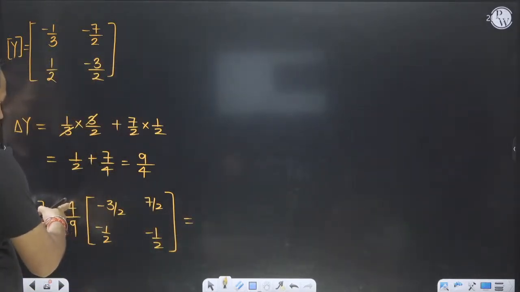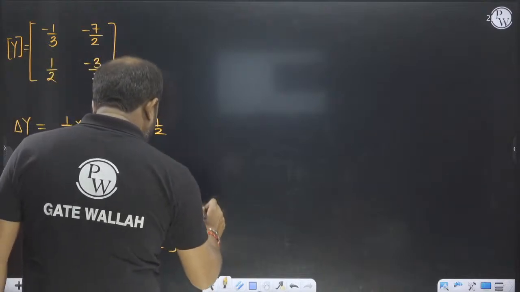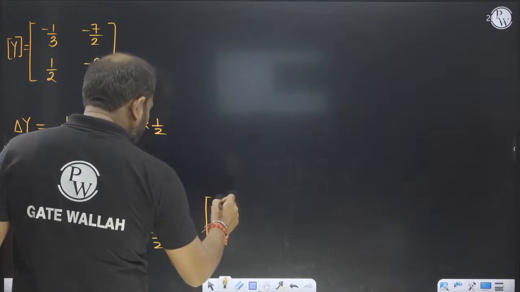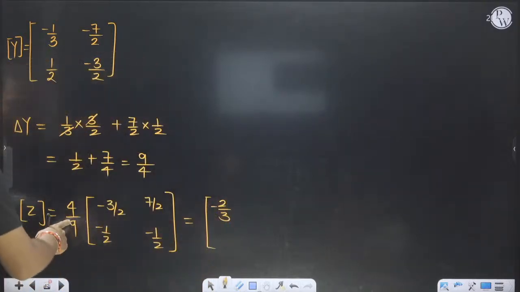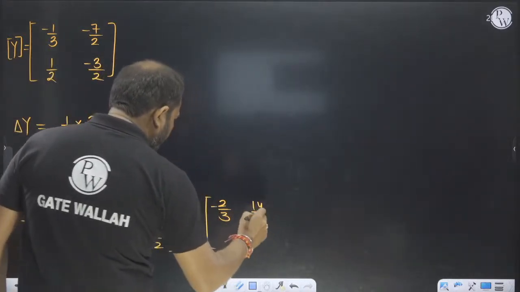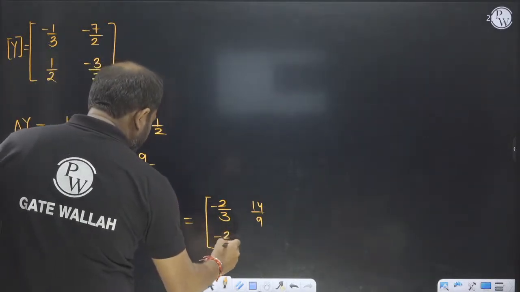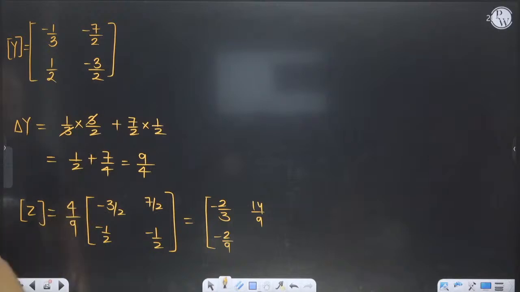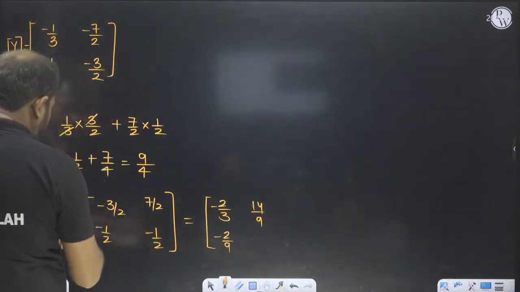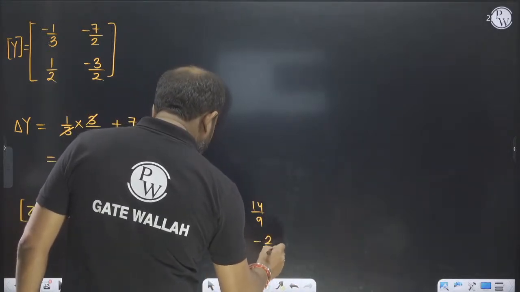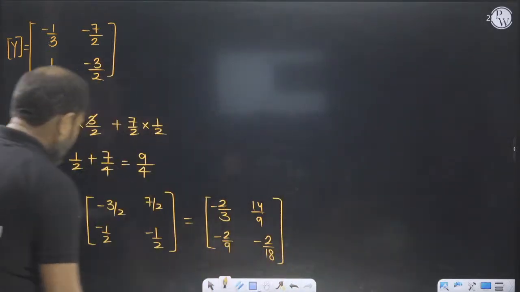2 will be cancelled out, so 2. So it will be 2 and minus 3, so minus 2 by 3, and this one is 2, so 2 will be cancelled out to 2. 7 twos are 14 by 9. In this case 2 will be cancelled out, minus 1 by 9, and in this case 2 will be cancelled out, so it will be minus 1 by 18, 2 by 18. By 9.